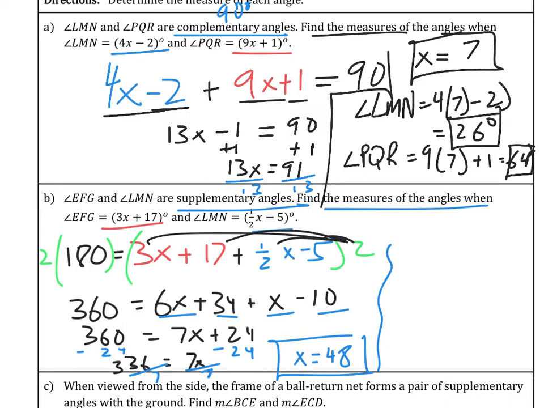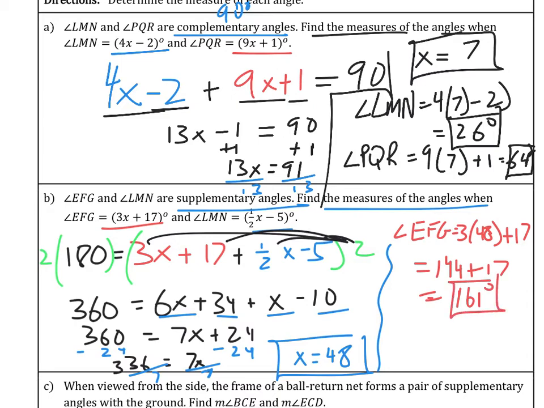So we just plug it back in. Angle EFG is 3 times 48 plus 17. Okay. 3 times 48, that's going to be 240 and 20. No, 120. 144, that is. Plus 17, that's 161.